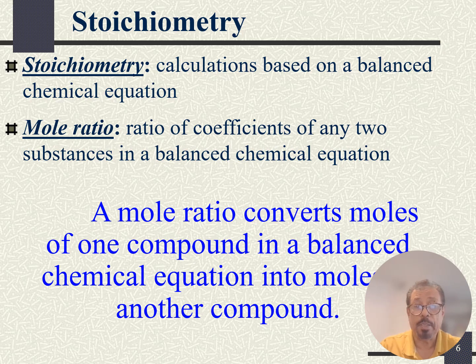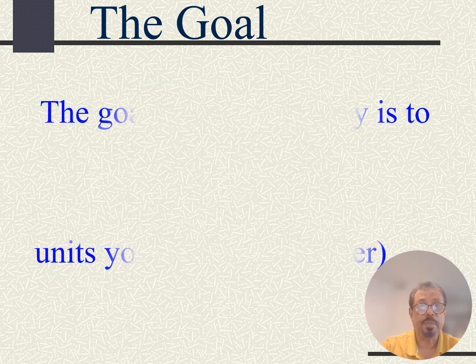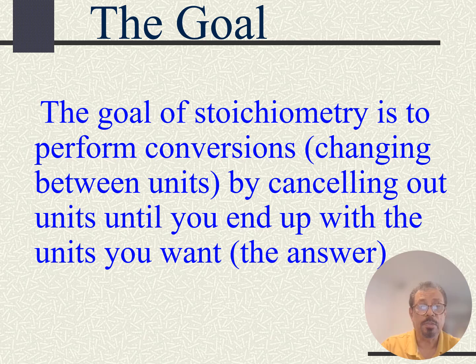The most important part of this video, we're going to use the mole ratio after balancing the chemical reaction. So the mole ratio converts moles of one compound in a balanced chemical equation into moles of another compound. Let us see here. The goal of stoichiometry is to perform conversions, changing between units by cancelling out units until in the end you end up with the units you want.